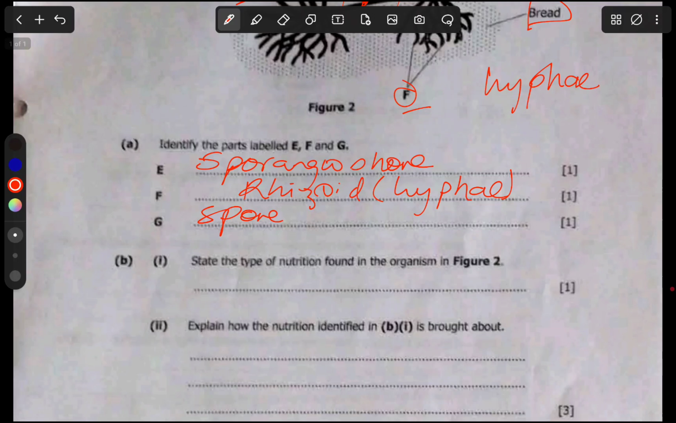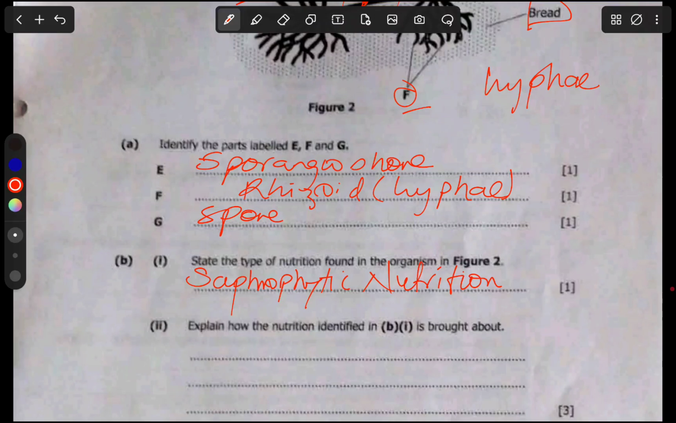Sorry. Now B1, state the type of nutrition found in the organism. Like I said, this is a saprophyte, so it undergoes saprophytic type of nutrition.